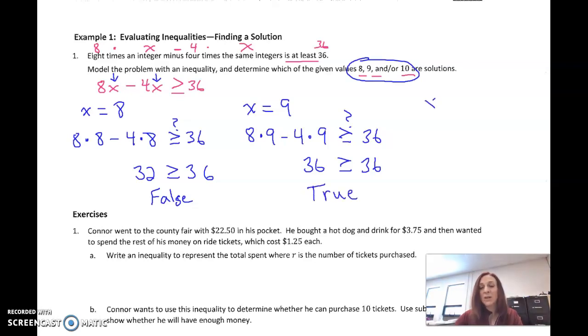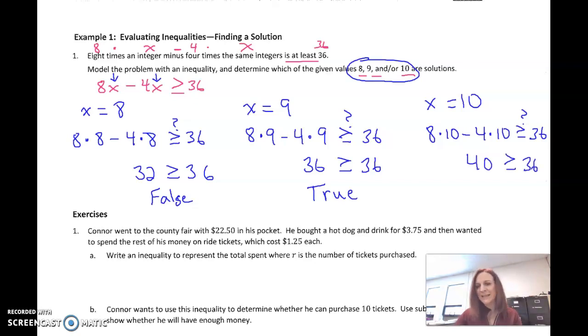Okay. So now let's try x equals 10. Is 8 times 10 minus 4 times 10 greater than or equal to 36? Well, I was going to say, well, 80 minus 40, that's basically what it works out to be, right? 80 minus 40, which is 40. Is 40 greater than or equal to 36? You don't say, well, it's greater than, but it's not equal to it. No. Either one makes it true. Is it greater than or equal to? Yes. Okay, so we say it's true.